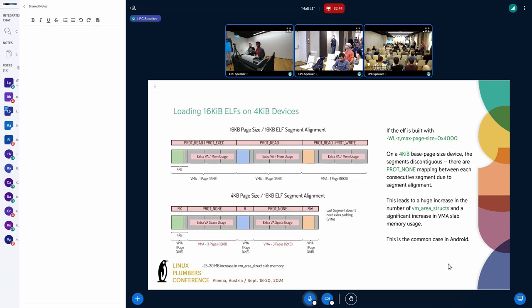In this case, it's file-backed. There are tens of thousands of these in Android. And this leads to the VMA area struct slab increase.